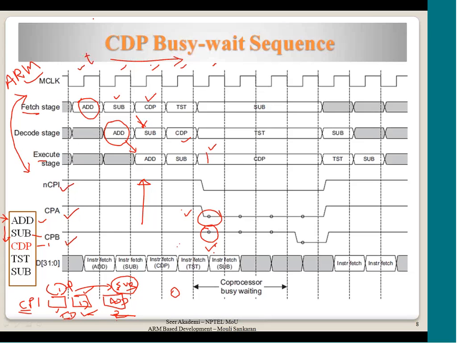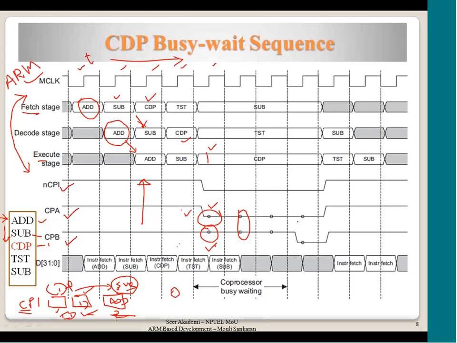So can the ARM processor carry on with its own job? It can't, because until this instruction is accepted by the coprocessor, ARM has to wait. Nobody has taken it up yet. One coprocessor has said that it can take it, but it is now busy. So this is called busy wait. ARM waits for both signals to be low. One of them being low doesn't guarantee that the handover is done. So it is waiting.